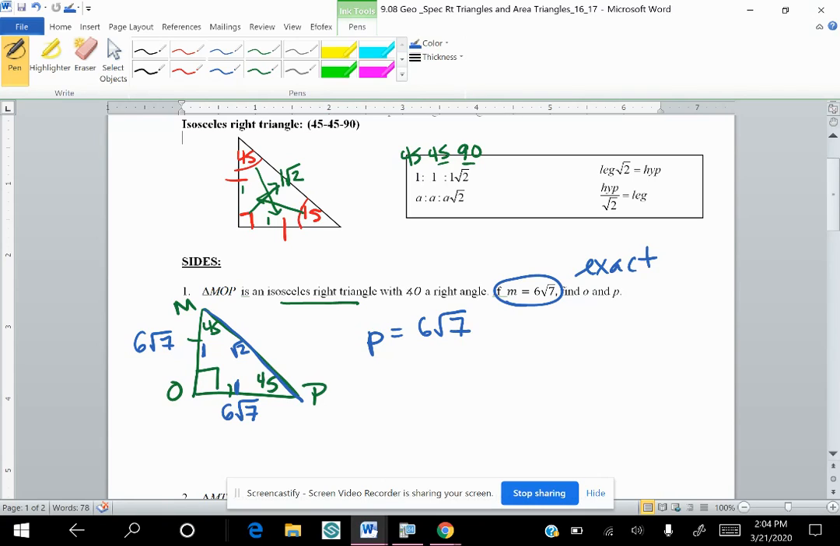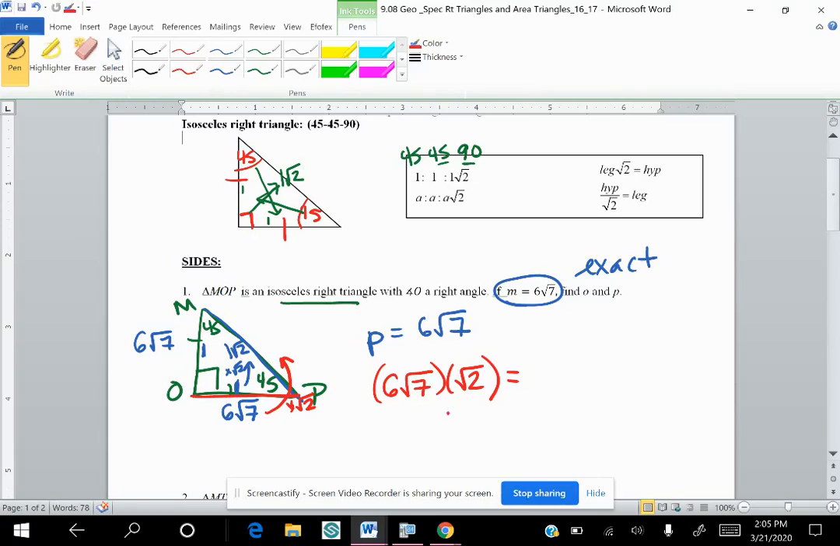So to find side O, I want to think inside the triangle, how do I get from a 1 to a 1 rad 2? Well, I would need to multiply by radical 2. 1 times rad 2 gives me 1 rad 2. Whatever I do to the inside, I'm going to do to the outside. So to get from this side, outside 6 rad 7, to here, I'm going to multiply by rad 2 on the outside. So I'm going to write it over here. So 6 rad 7 times rad 2.